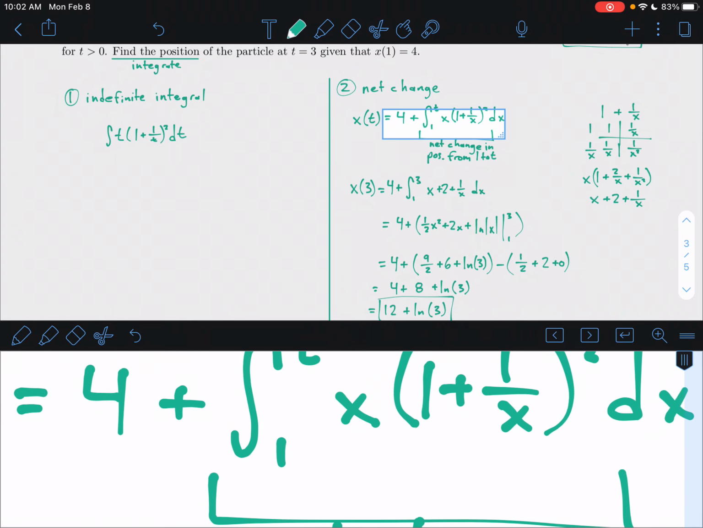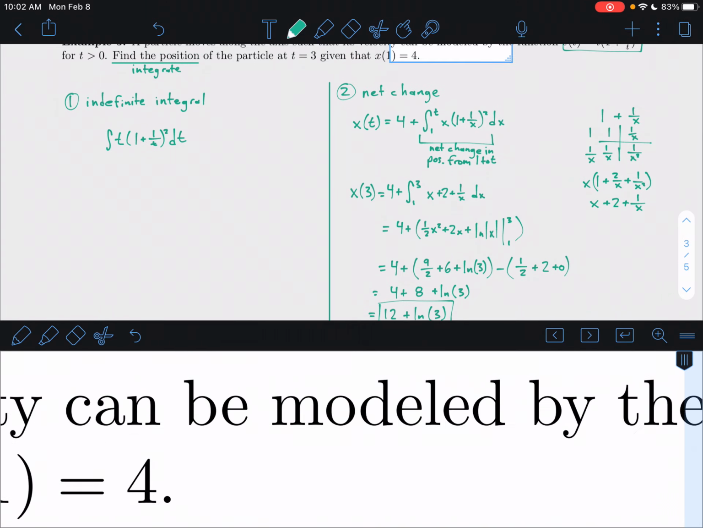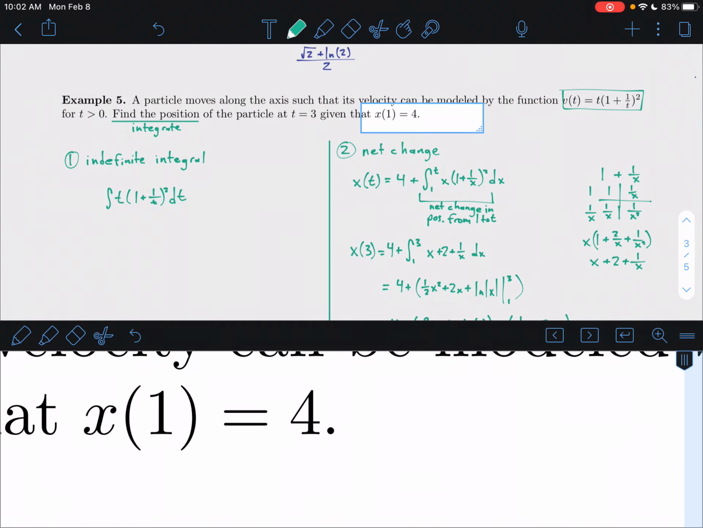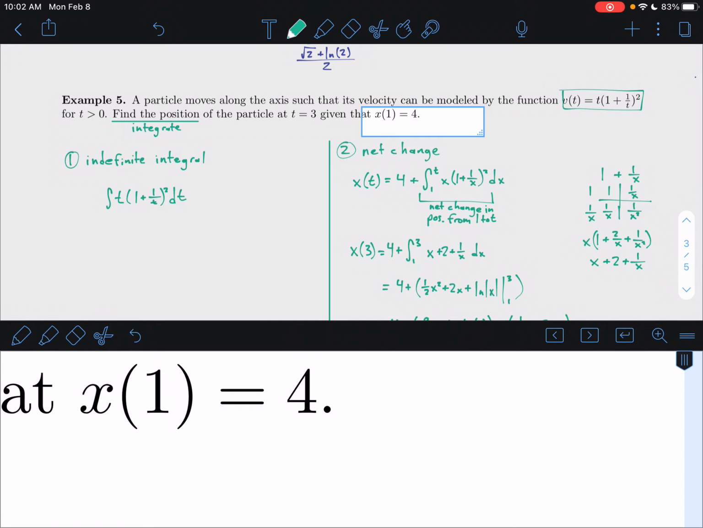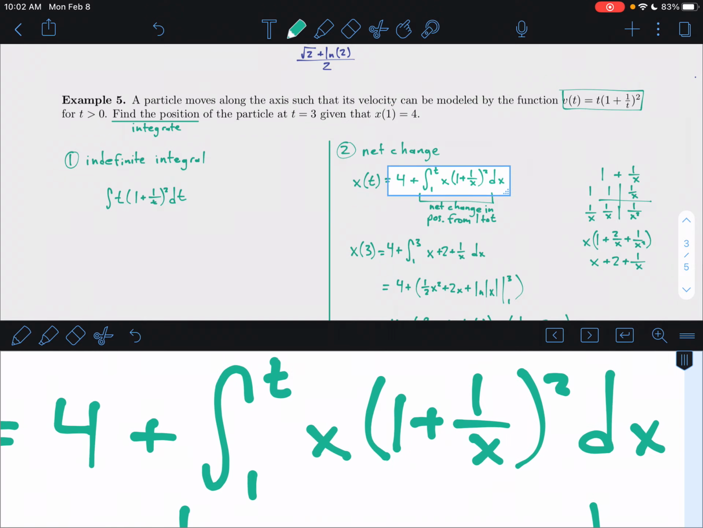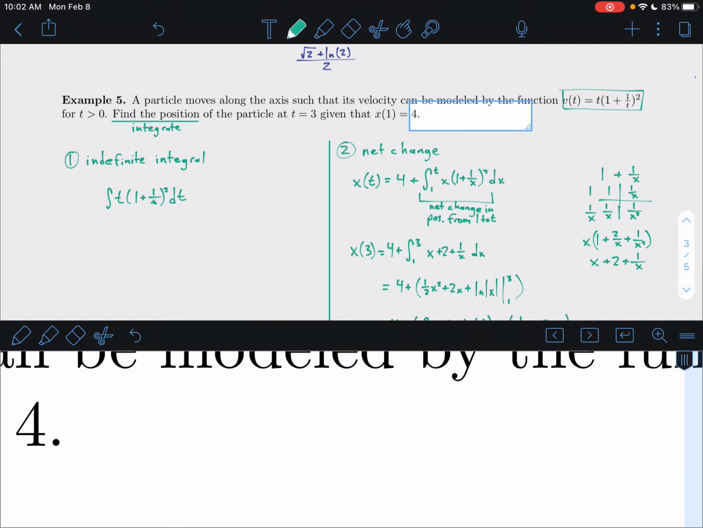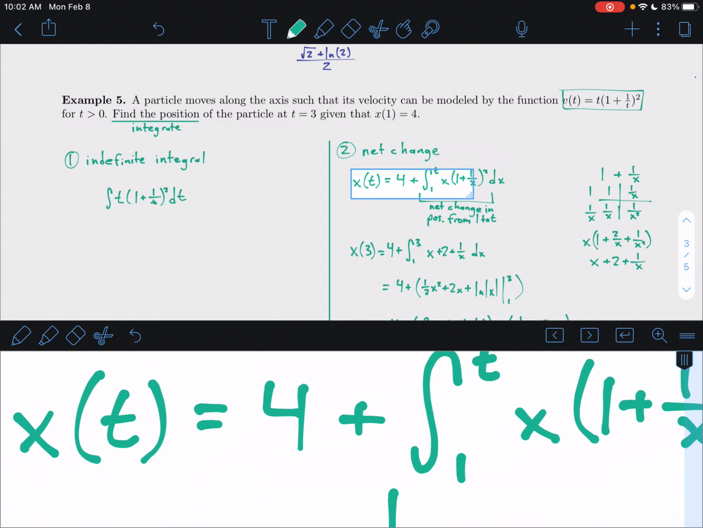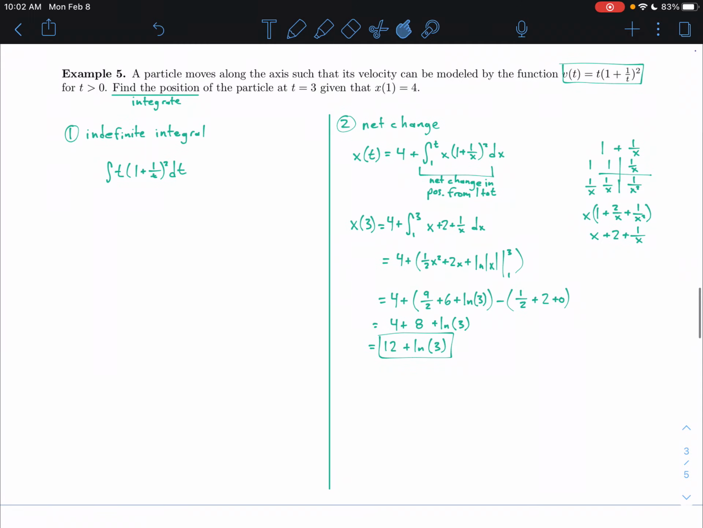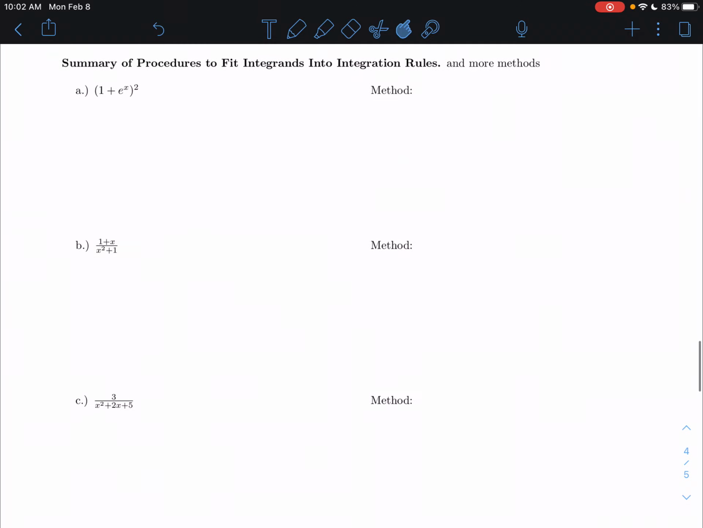So we want to know our net change function. We can just start with what we're given, start from the original time, and then just add x of 1 onto that. So x of 1 was 4, so we added the 4 onto that, which is our net change function.